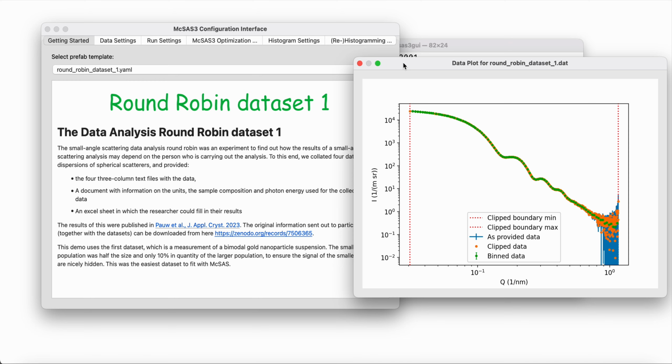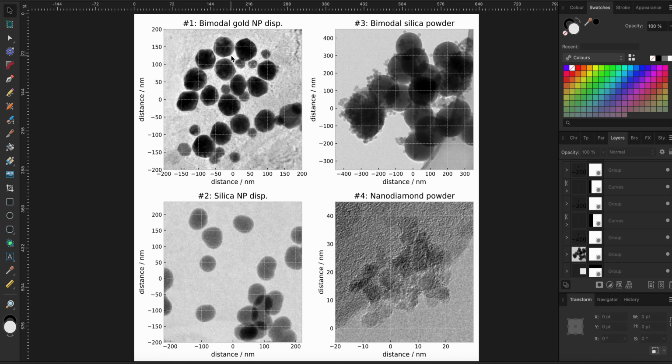This Round Robin experiment was one where we sent around 4 datasets of different kinds of particles. And these were the particles that we had, right? So dataset 1 was for a bimodal gold nanoparticle dispersion. Then we had a silica nanoparticle dispersion that was measured at the PTB. Then we have a bimodal silica powder that was measured on our instrument, and a nanodiamond powders. And these nanodiamonds were created using an explosive process, so they're very irregularly shaped.